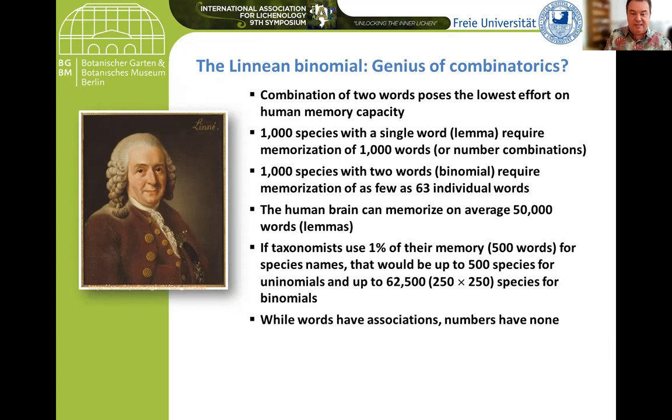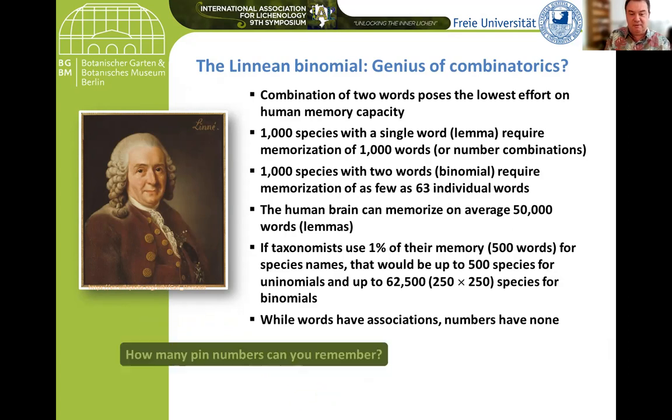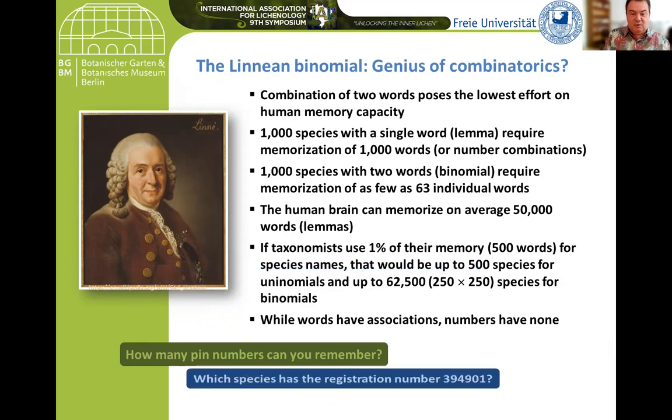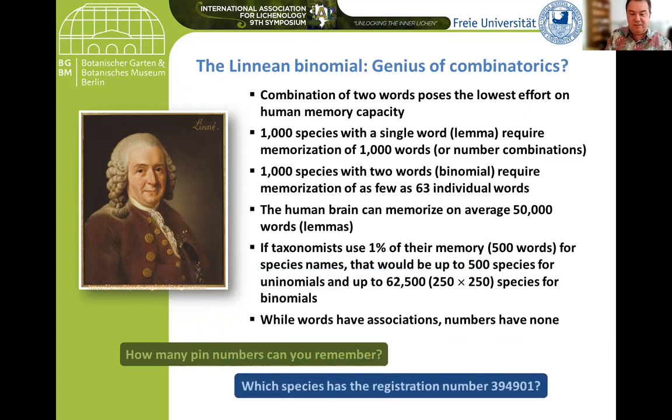And also, while words have associations in the brain, numbers have none. So just think, how many PIN numbers can you remember? Or which species has the registration number 394,901? I think it would be very difficult. We would have a very difficult job if we had numbers as species names.